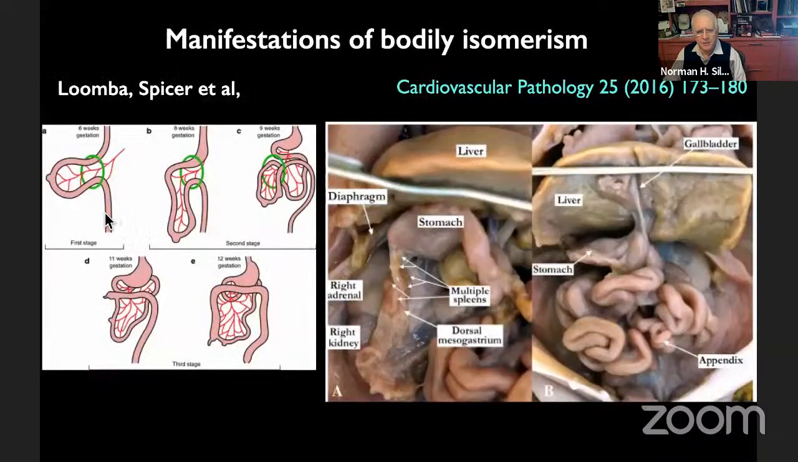And of course, we remember that the bowel rotates out from 6 weeks to return at 12 weeks in an orderly fashion. And this, of course, is destroyed because it's under genetic control. And here you can see the multiple spleens on both sides of the dorsal mesogastrium.